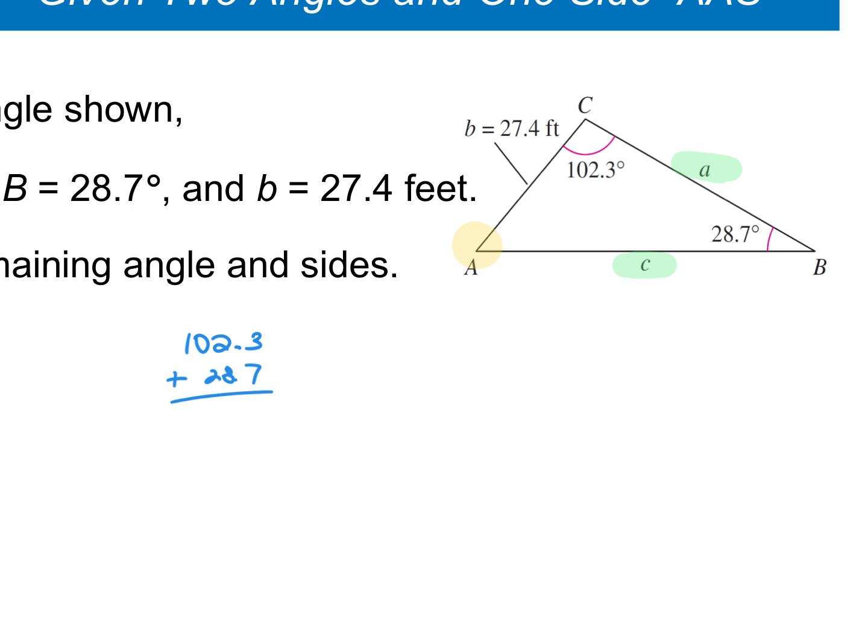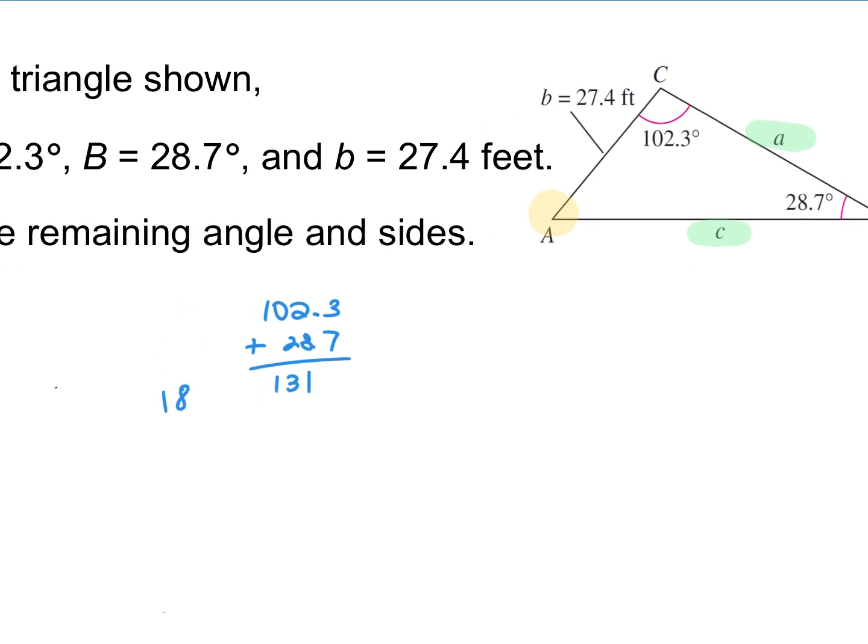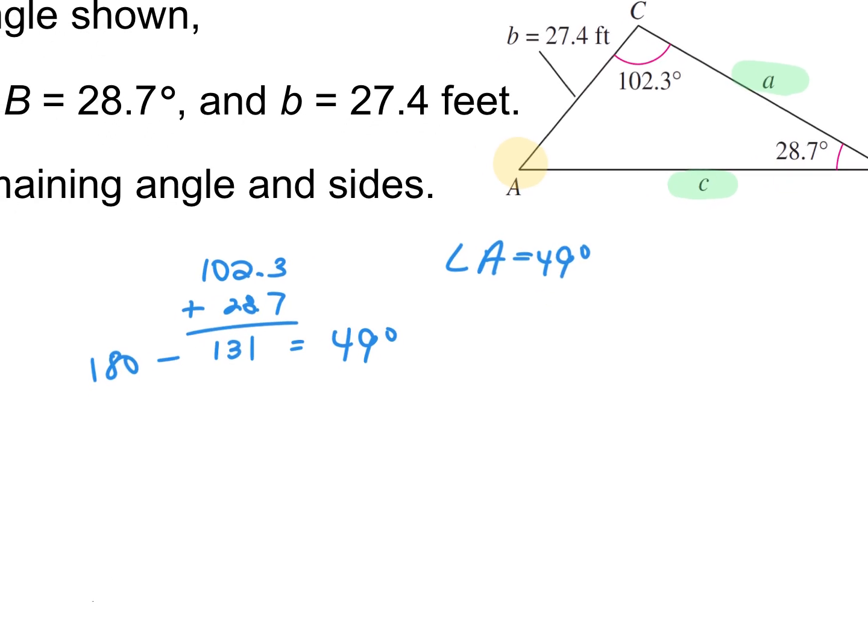Is it 131? 131. Okay. So what do I do with that 131? I'm going to say 180 minus 131, and I get what? 49 degrees. Okay. Is it important to have a degree sign? Yes. So angle A is 49 degrees. If you want to write it inside the triangle right here, feel free. You're more than welcome to.